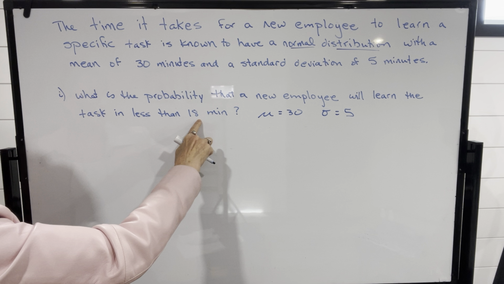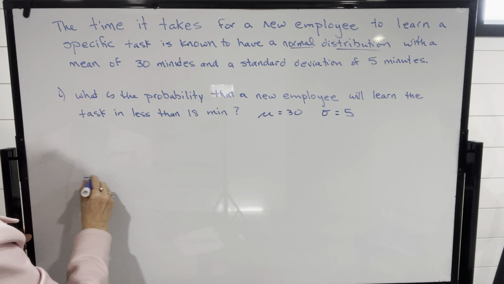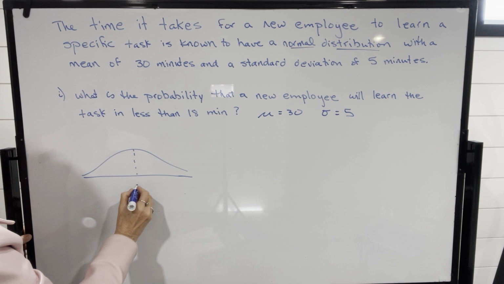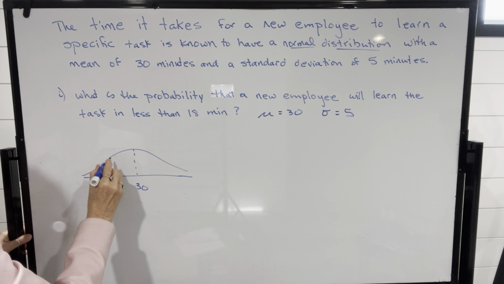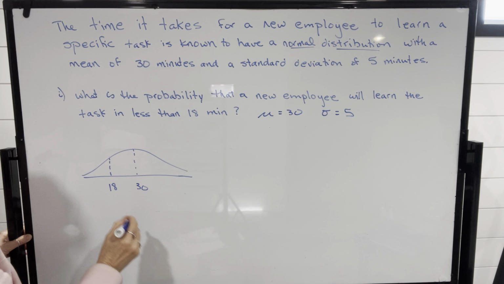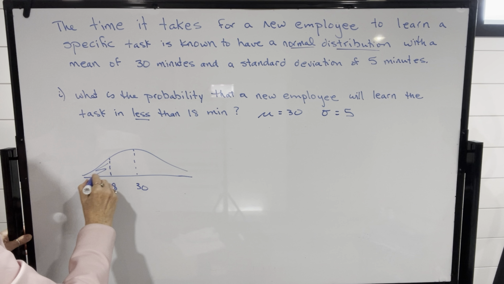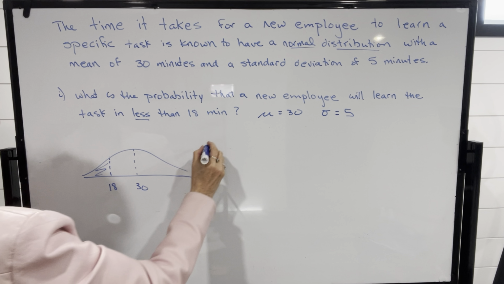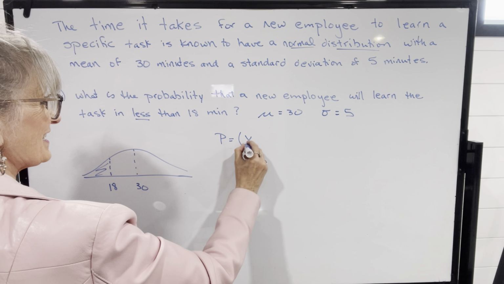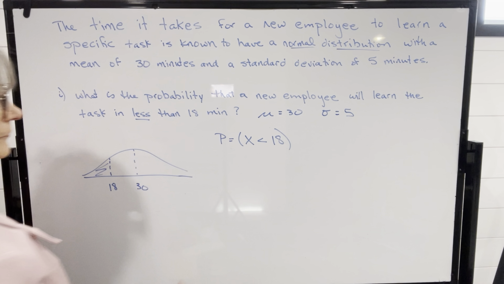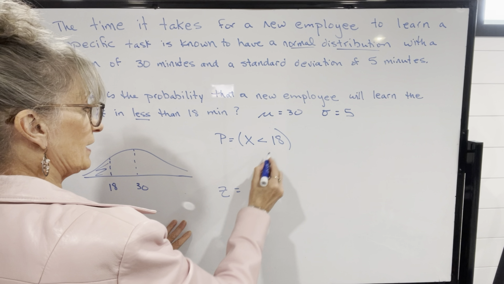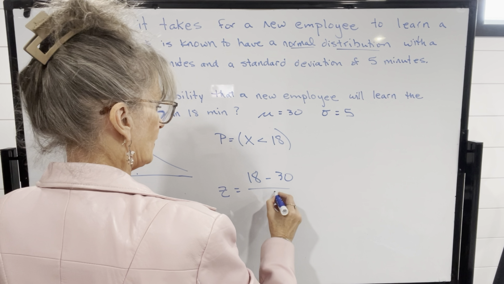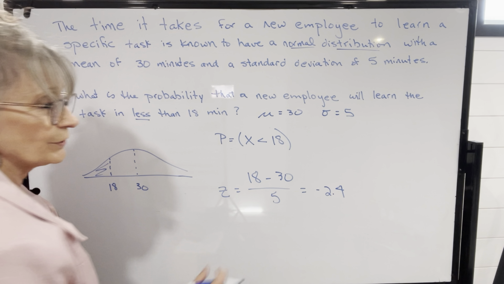In order to find this probability, let's make a sketch. The mean is 30, 18 is to the left, and we're finding less than 18 minutes, so to the left of 18. So I want to find the probability that X is less than 18. So my Z score is found by taking the X value, subtracting the mean, dividing by the standard deviation. So my Z score is negative 2.4.